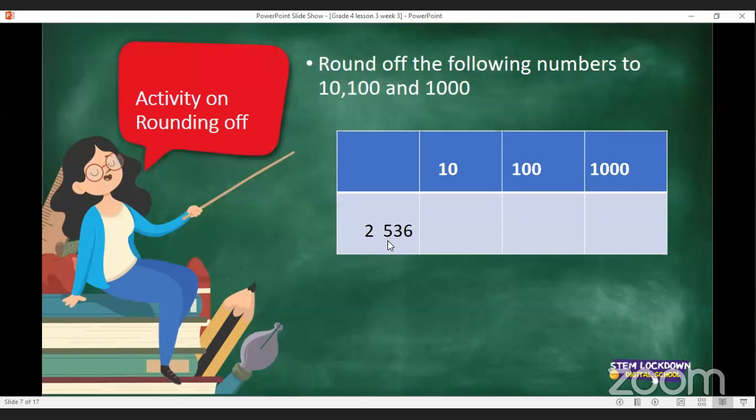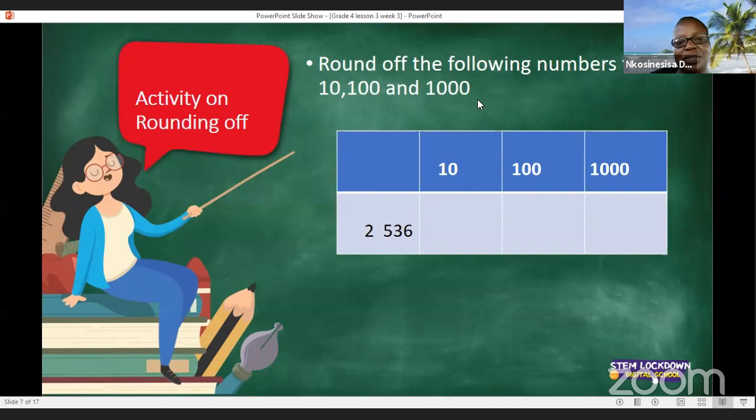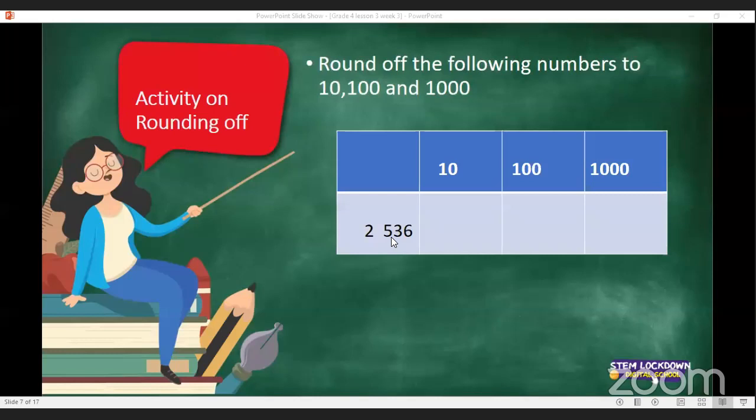It changes into a 6, basically. No, it does not change. Because it's lower, it does not change. So it means this 5 remains the same. So what will the answer be? 500. No, the whole answer.